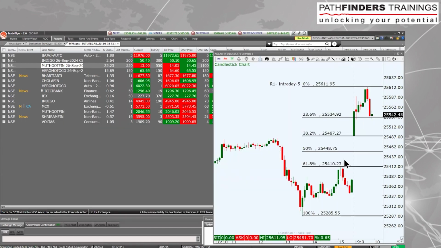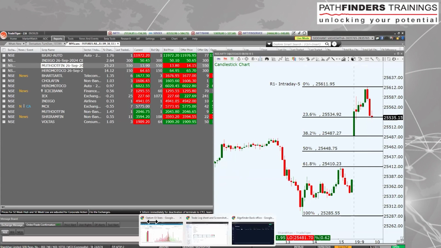To break the level, it is still struggling at this level, and we have seen it is very common for the levels to be retained and reversal to happen. So, let's look at our trades now.